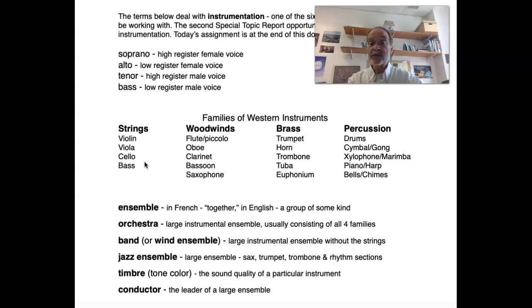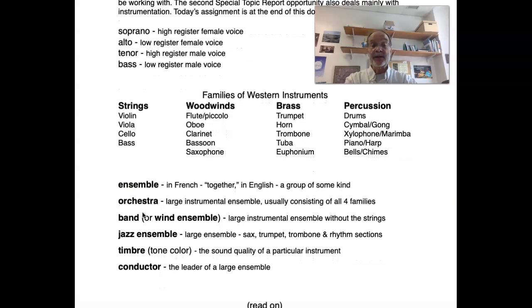A few terms go along with this basic element. Ensemble is just any group of players. Ensemble is the French word for together. An orchestra is what you'll be watching in this video: a large ensemble with all 4 families of instruments. A large ensemble without the strings is what we call a band or a wind ensemble. I'm sure you're all familiar with that one.